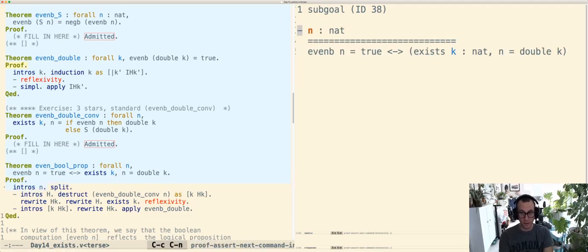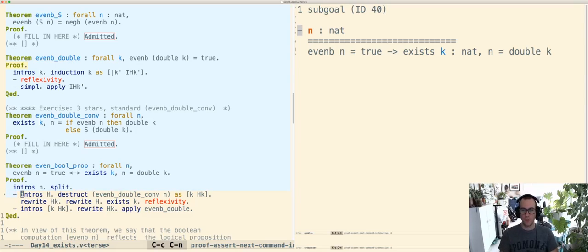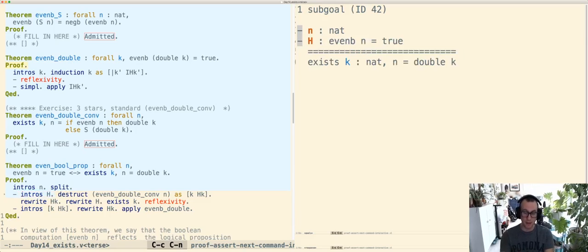Okay, let n be given. This is an if and only if, so we've got to go the two different ways. So break it up. Okay. So now we need to show that if even b n is equal to true, then there's some k such that n is equal to double k. Okay, well, suppose n really is even according to our function.